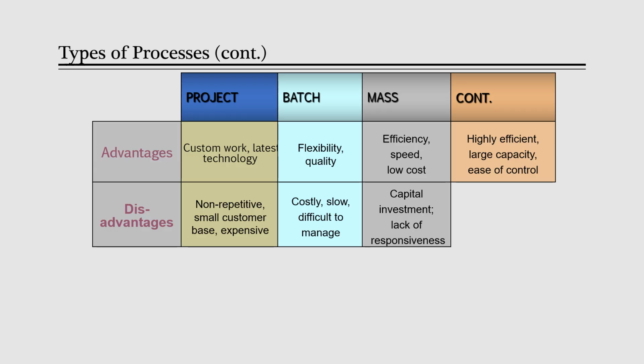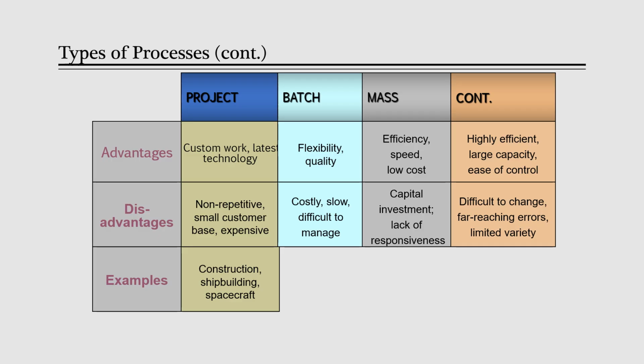When it comes to mass production, there is a high capital investment. At the same time, there may be lack of responsiveness as well. In continuous production, it's difficult to change the production process. Therefore, there may be far-reaching errors and limited variety because of the large number of production on a continuous basis.